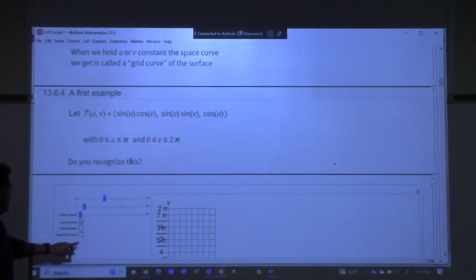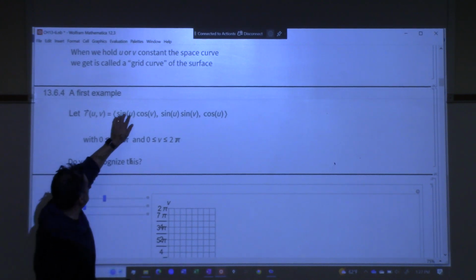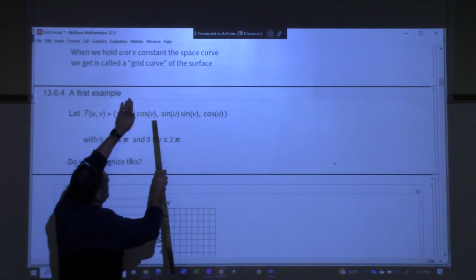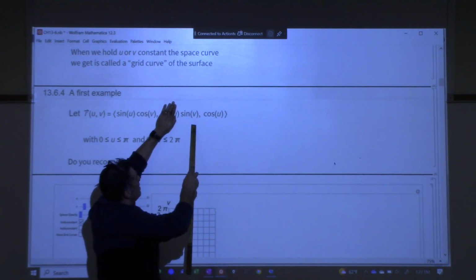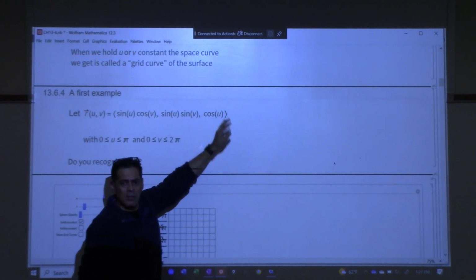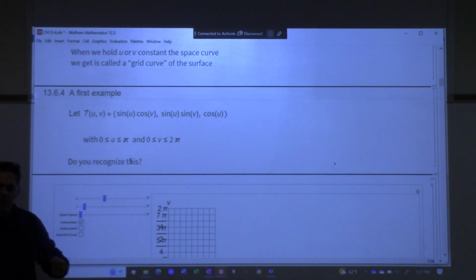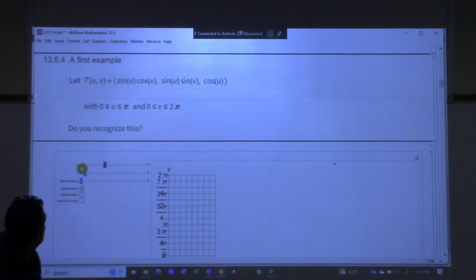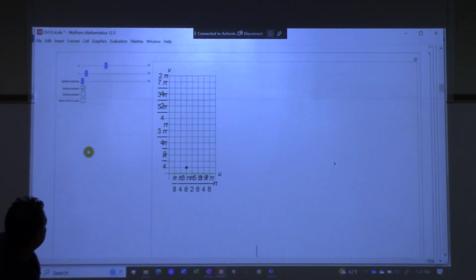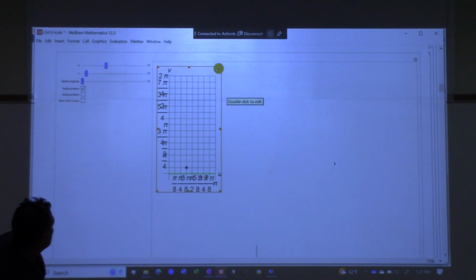Or I could hold u constant. If I hold this constant, I have cosine v, sine v. Hey, doesn't that draw a circle? And then that would be a constant. So it looks like when I hold one thing constant, it's drawing circles maybe, and when I hold the other constant, it's drawing something with sines and cosines. Let me show you. I'm actually going to do it. Let me make this a little smaller so you can see this together.